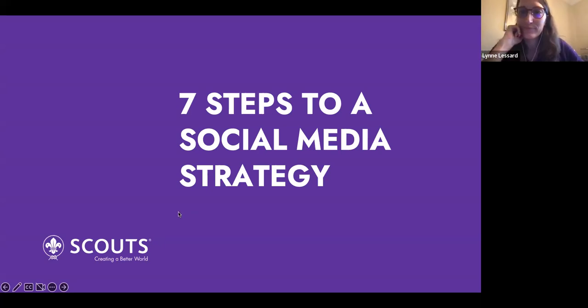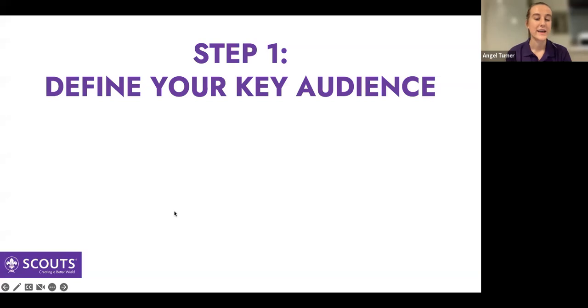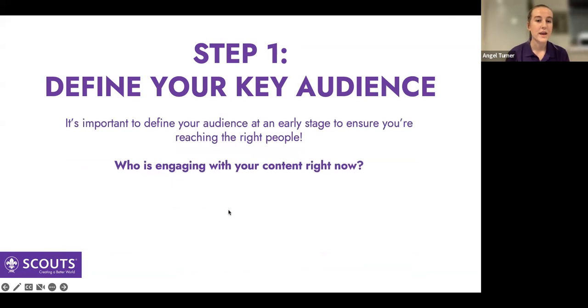So let's get into the part that you're all here for, which is 7 steps to creating a social media strategy. Step 1 is all about defining your key audience. So when we're talking about a key audience, we're talking about how it's very important that with social media, we are reaching the right people. So as we are well aware, over half of the world's population is now on social media. Our aim is not to reach everybody. One, that's impossible. There's no way. And also, it's not going to be relevant for so many people.